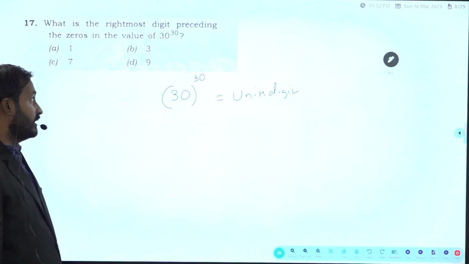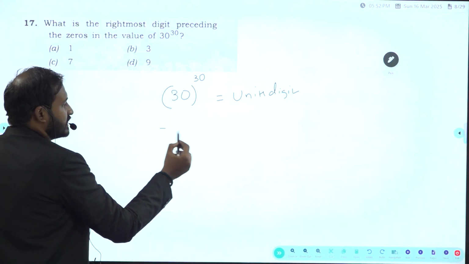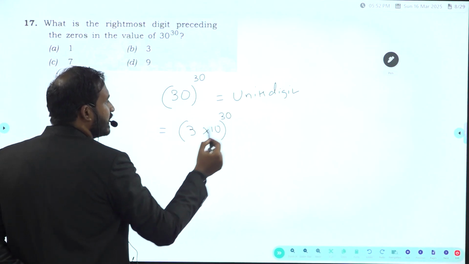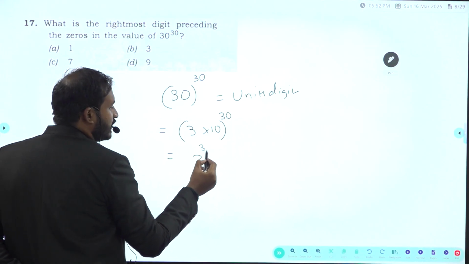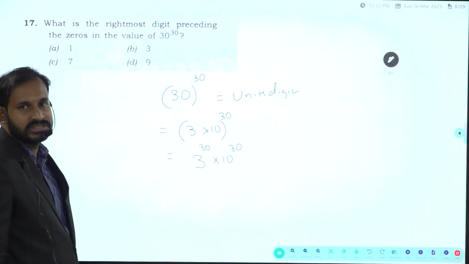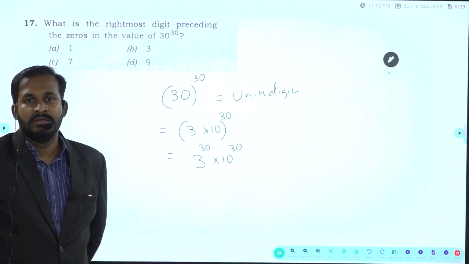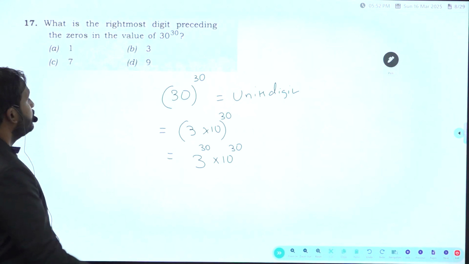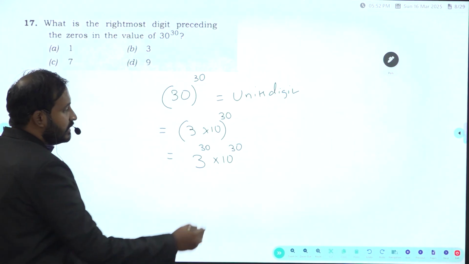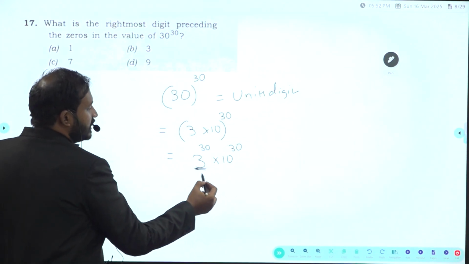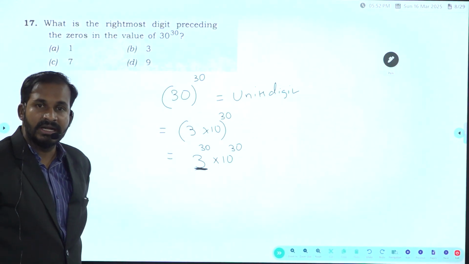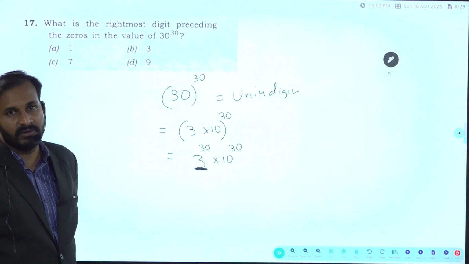If you observe carefully, we will write this 30 as 3 into 10, whole to the power of 30. So I can write 3 to the power of 30 into 10 to the power of 30. Anyway, 10 to the power of 30 you will get all zeros. They are asking us what is the rightmost preceding digit. That means right side, and it should be the most preceding digit before zeros. That means the unit digit of this 3 power 30, right? Indirectly you need to find the unit digit of 3 power 30.